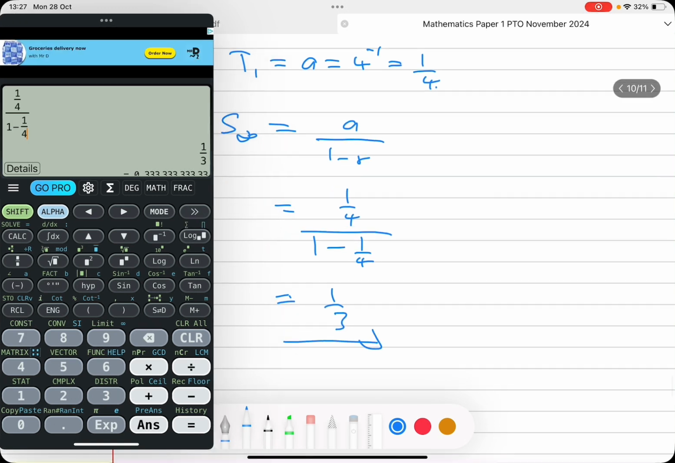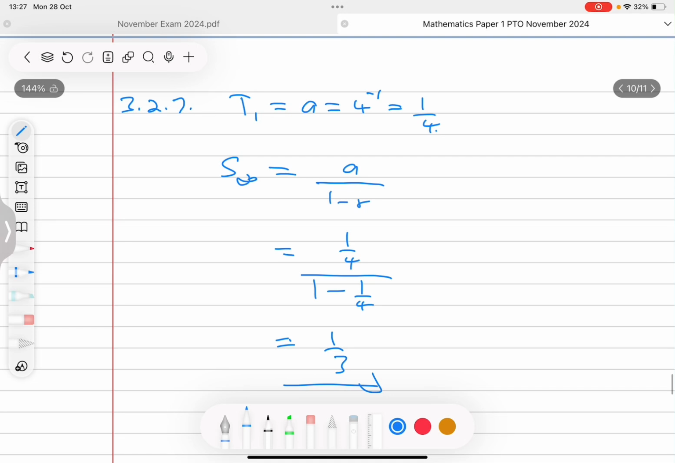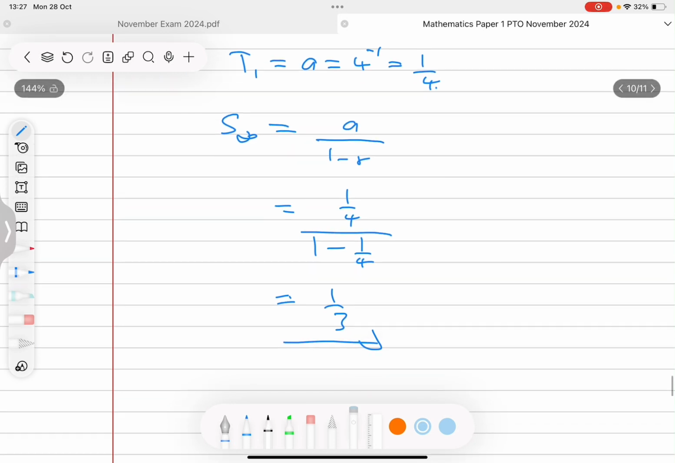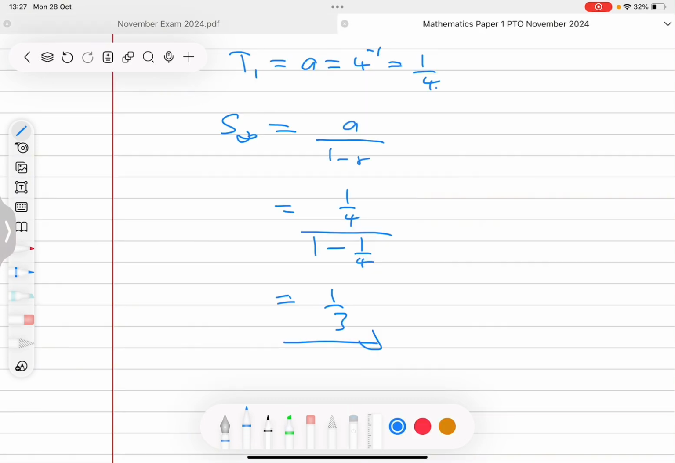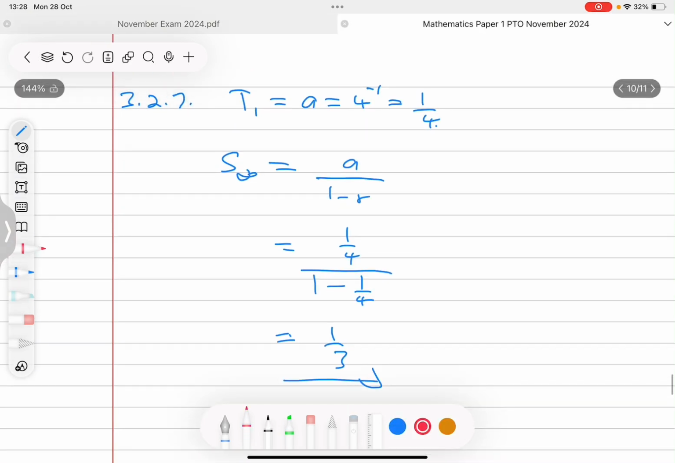Right? So the sum to infinity actually tells us that if we sum the terms of this series, we continue summing them, they get closer and closer to 1 over 3. That's why we're saying it is convergent. It is converging to 1 over 3. So this question is worth 2 marks because there isn't much that you do here. They'll give you a mark for a substitution and 1 mark for the final answer.